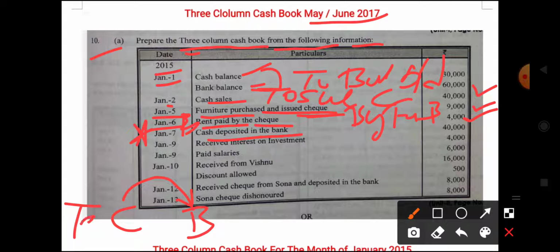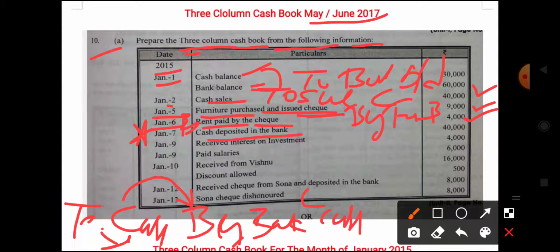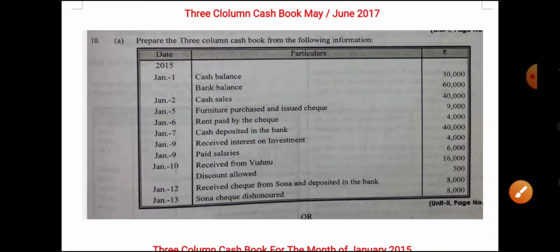To cash you will write, amount in bank column. By bank you will write amount in cash column. This is what contra is, and in the LF column you will write C to record the contra transaction.